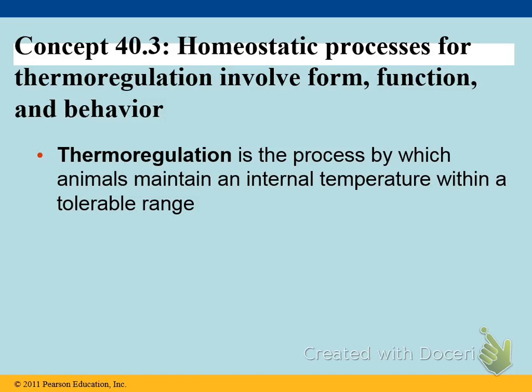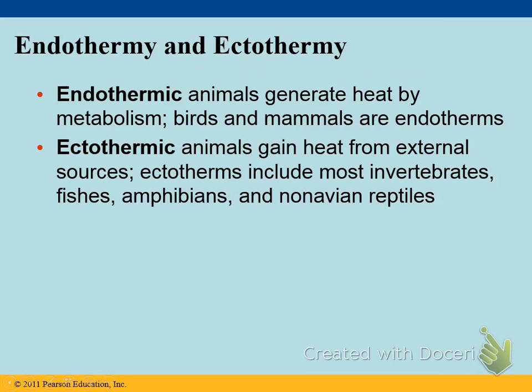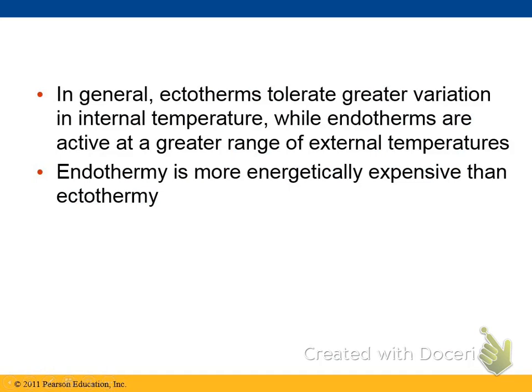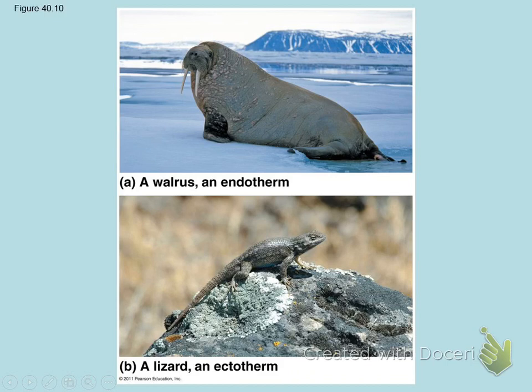Thermoregulation is the process by which animals maintain an internal temperature within a tolerable range. Endothermic animals generate heat by metabolism. Birds and mammals are endotherms. Ectothermic animals gain heat from external sources. Ectotherms include most invertebrates, fishes, amphibians, and non-avian reptiles. In general, ectotherms tolerate greater variation in internal temperatures, while endotherms are active at a greater range of external temperatures. Endothermy is more energetically expensive than ectothermy. And here they show a picture of a walrus, which is an endotherm, and a lizard, which is an ectotherm.